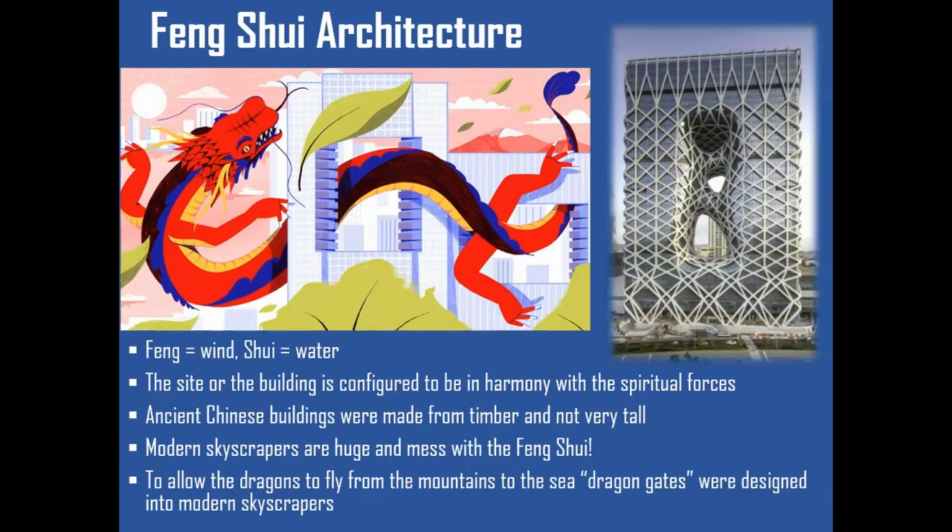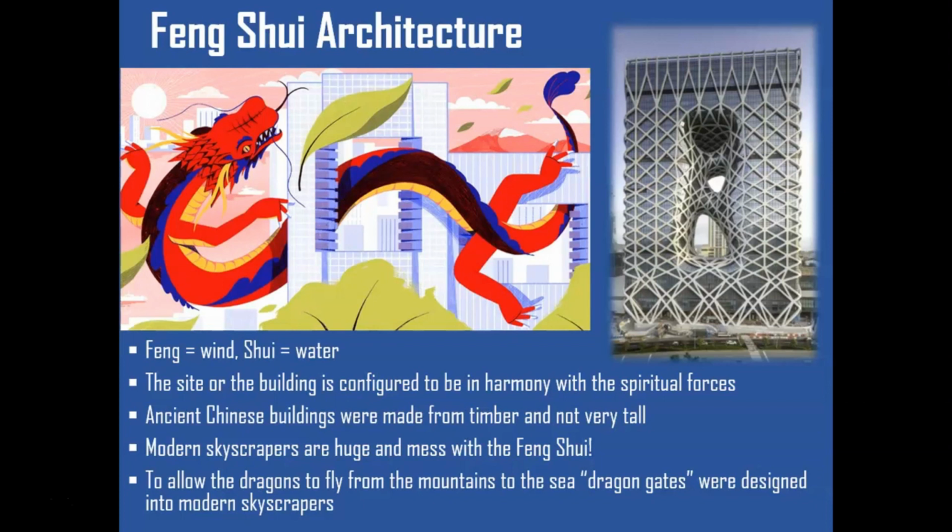And if you look at buildings along the coastal regions of Macau or in Hong Kong, you actually see what are called dragon gates. And these have been designed into the modern skyscrapers. When you look at them at first from the outside, you might think that it's strictly for aesthetics, to make the buildings look cool. But it's actually deeply rooted in Chinese symbolism.